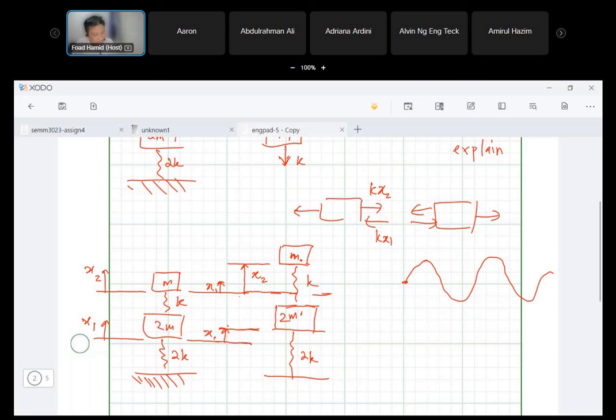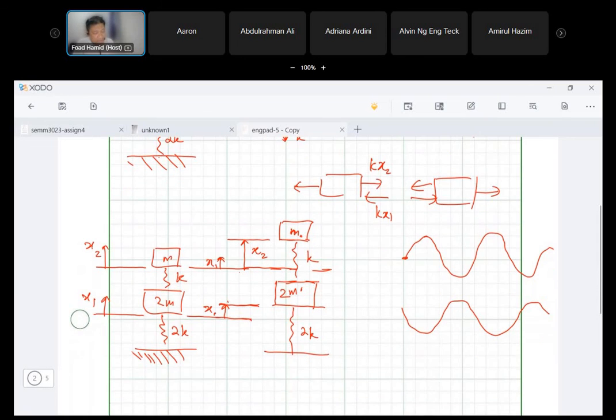And of course, the bottom one will also oscillate. Okay, but I don't know the direction, maybe it is this way. So, top mass and bottom mass. Now let's redo the free body diagram. Okay, so look at the spring. Is this spring in compression or is it in tension?